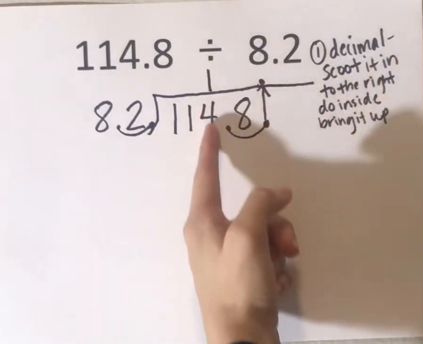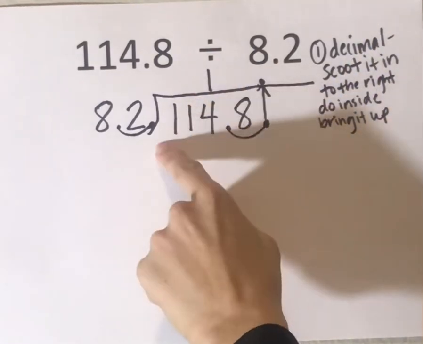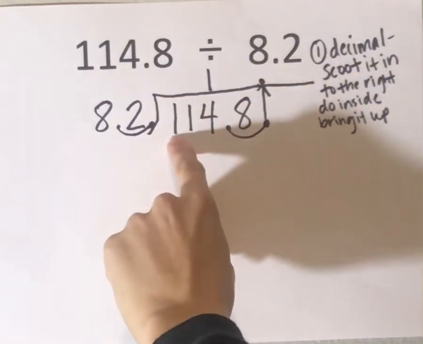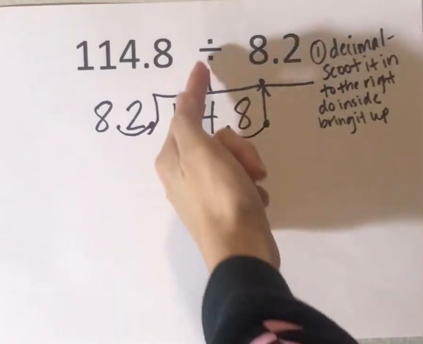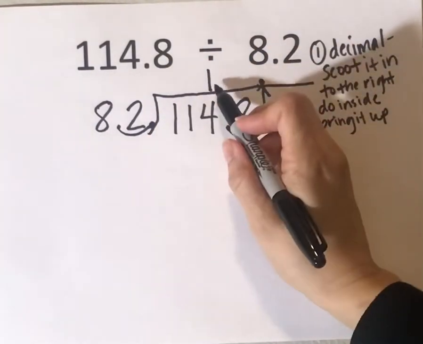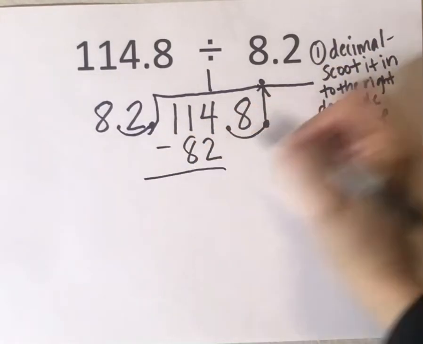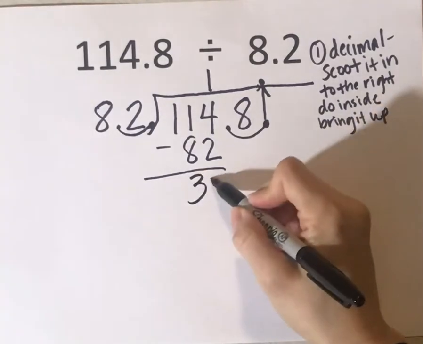It's very important that you put the 1 above the 114 because that's the number we're using. If you put the 1 over here, it means you're using just 1, and we're not using just 1, we're using 114. So important to line up that place value. And then we multiply. 1 times 82 is 82. And then we subtract. And 114 minus 82 is 32.